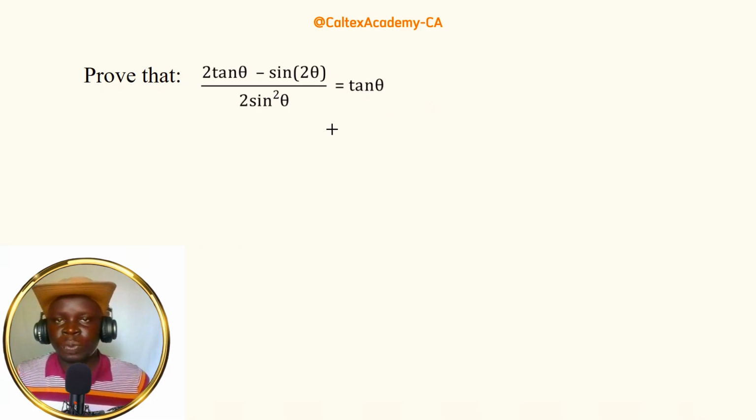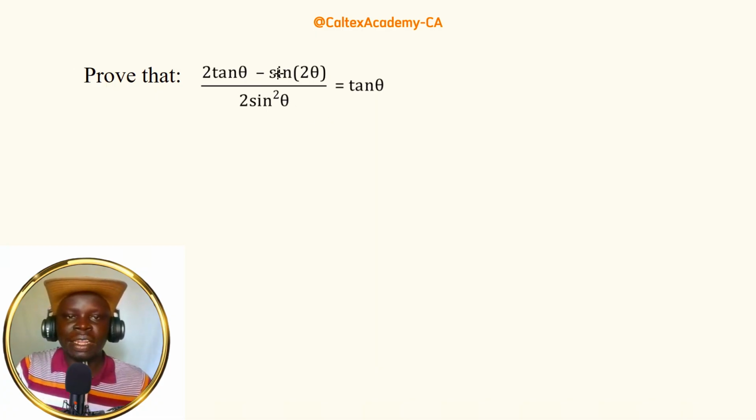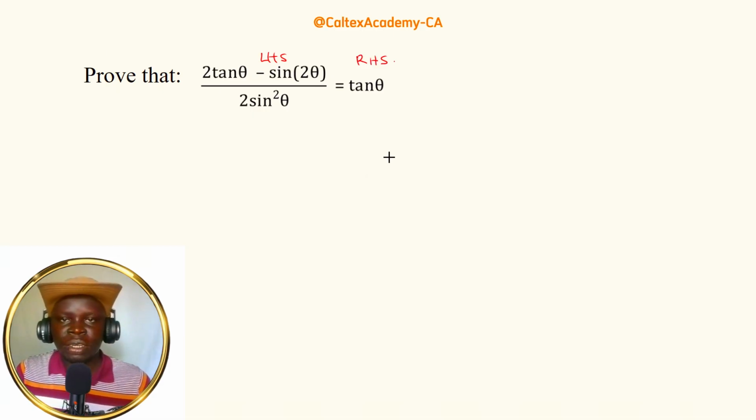So here, if I have to prove something, then you have to see that there are always two sides. The first side here is the left hand side, and here we have the right hand side. When you're proving, you need to select the most complicated looking side and reduce it down by simplifying.